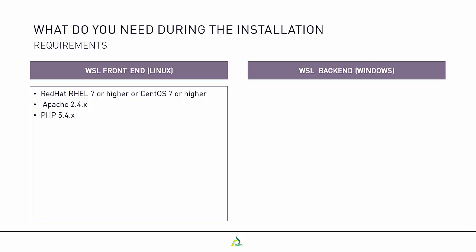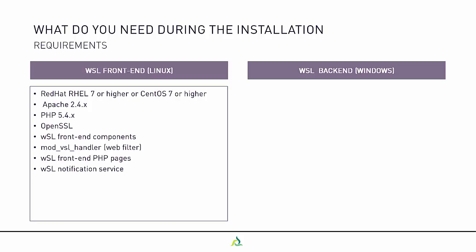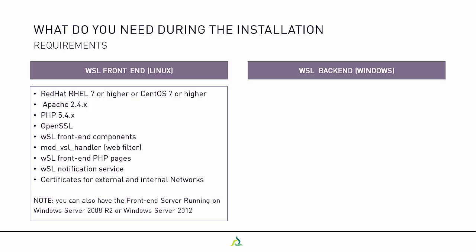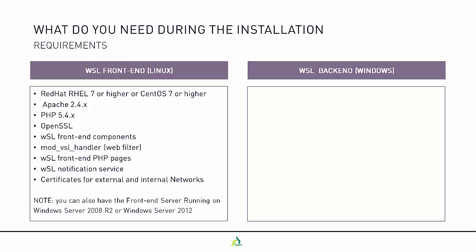So how do we implement it? Well, we need to understand 2 pieces. We need a front-end server and a back-end server. On the front end, you can choose between Windows and Linux. In the environment that we are building here, we're going to use Linux for that matter, using CentOS. And we need specific components: PHP, OpenSSL, Mod WSL handler, which is provided by us, and the certificates for internal and external networks. The backend requires Windows Server, either 2008 or 2012.